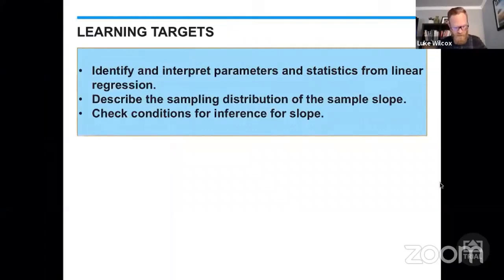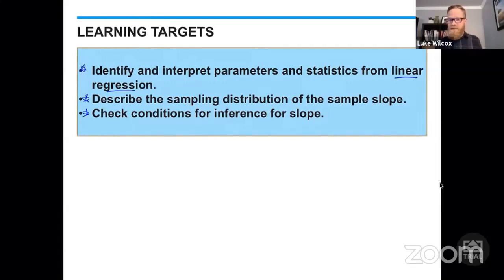Okay, the first one is to identify and interpret parameters and statistics, which hopefully are familiar terms to you from linear regression. So we are going to be doing some review of stuff that you likely covered very early in the class with two variable analysis, scatter plots, residual plots, all of that stuff. We'll be doing some review with that, but then moving into this new realm of inference for linear regression. So the second learning target, in order to do inference, we're going to have to think about the sampling distribution of the sample slope. And then finally, the third one is to check conditions for inference for slope.